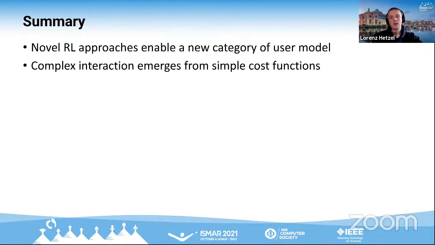So to summarize, we've shown that the novel reinforcement learning approaches that have been released in the last couple of years really enable us to develop a whole new category of user models. These models do not rely on any pre-existing user data, which makes them perfect for applications such as the one that Sue presented just before me, where it's a very novel approach, so you don't really have much existing user data.